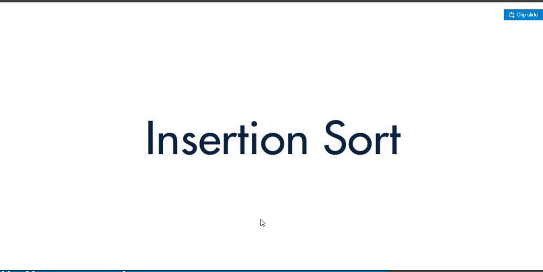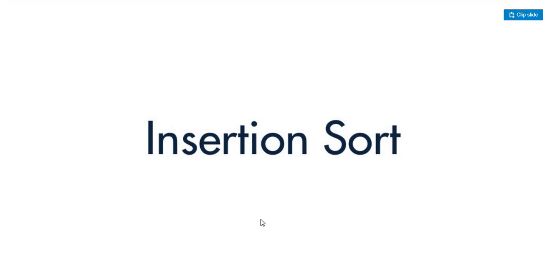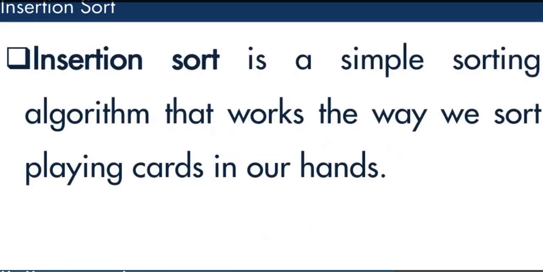Now in this video we are talking about another type of sorting, that is insertion sort. Insertion sort is a simple sorting algorithm that works the way we sort playing cards in our hands. That is, we start from the beginning, we check the next, and accordingly we arrange the elements by placing the numbers maybe at the beginning, maybe at the second position, maybe at the third position, wherever it is required.